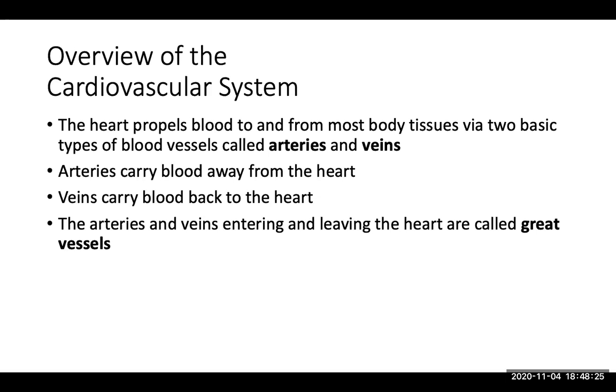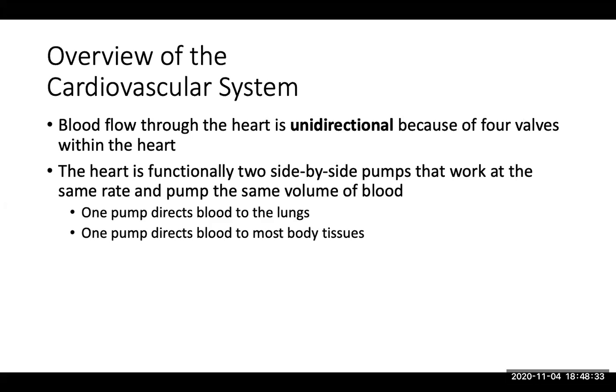Arteries will always carry blood away from the heart, and veins carry blood back to the heart. The arteries and veins entering and leaving the heart are called the great vessels. And blood flow through the heart is always unidirectional, meaning it only goes in one direction. Blood never goes back the way it came in the heart, and if it does, that is a cause of problems. Because this unidirectional flow of blood is because of the four valves located within the heart.